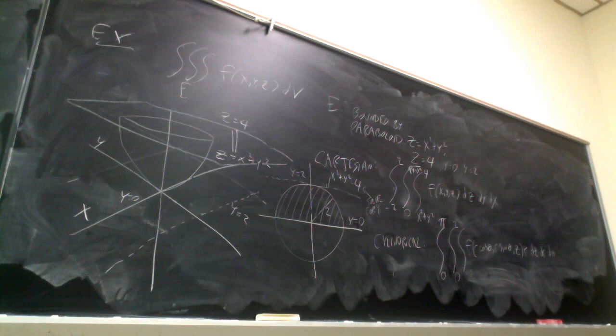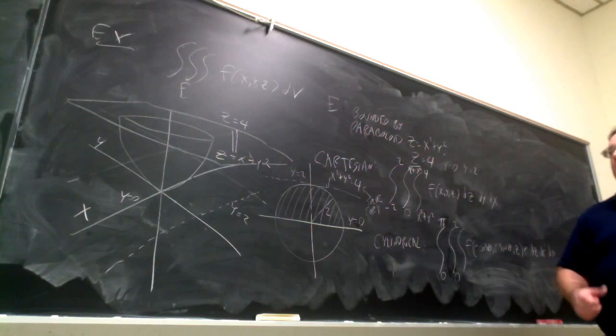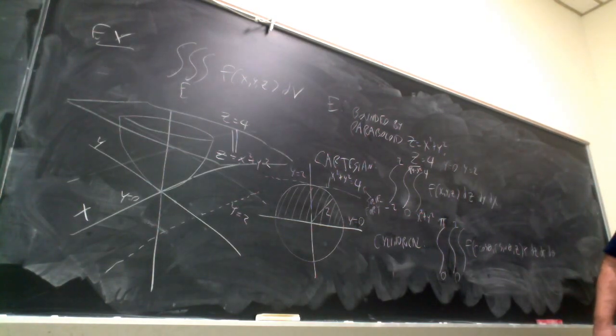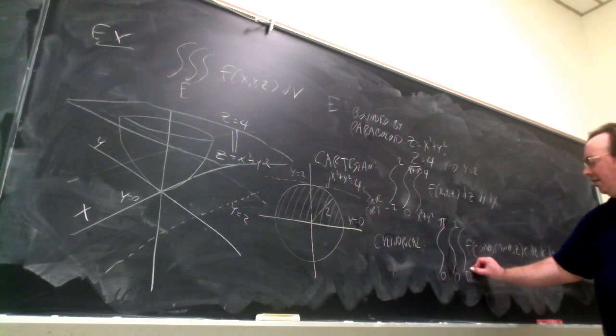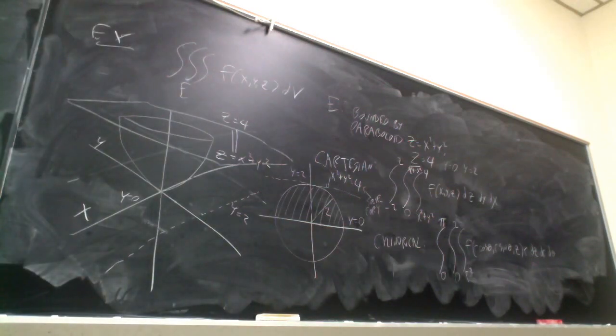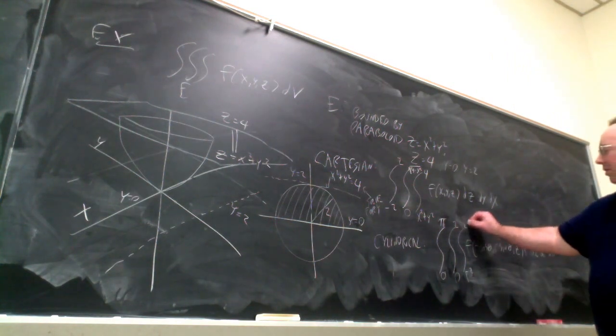And now, the z limits would be similar to what you had before, except you'd have to express them in polar coordinates rather than Cartesian. So what is x squared plus y squared in polar? R squared. Yeah, because you'd be using this. And then 4 would be the top limit.